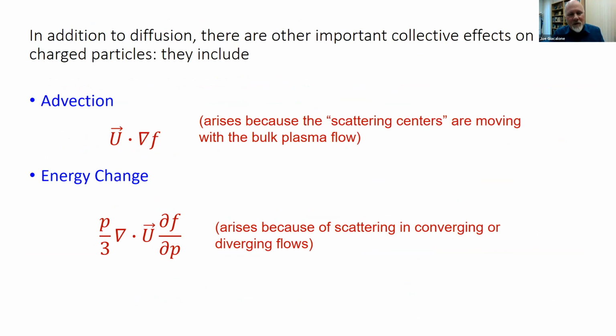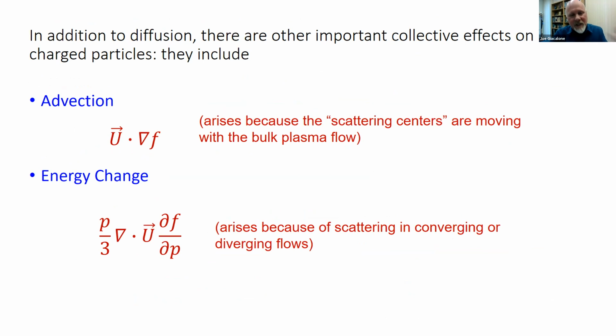There's another term that shows up in the Parker equation. This is the energy change term. The advection term is pretty straightforward to understand. It's simply because of the scattering centers: when the particles scatter off these magnetic fields, the magnetic field is frozen into the plasma. So in the plasma frame of reference is where the scattering conserves energy. So this manifests itself as an advection term.